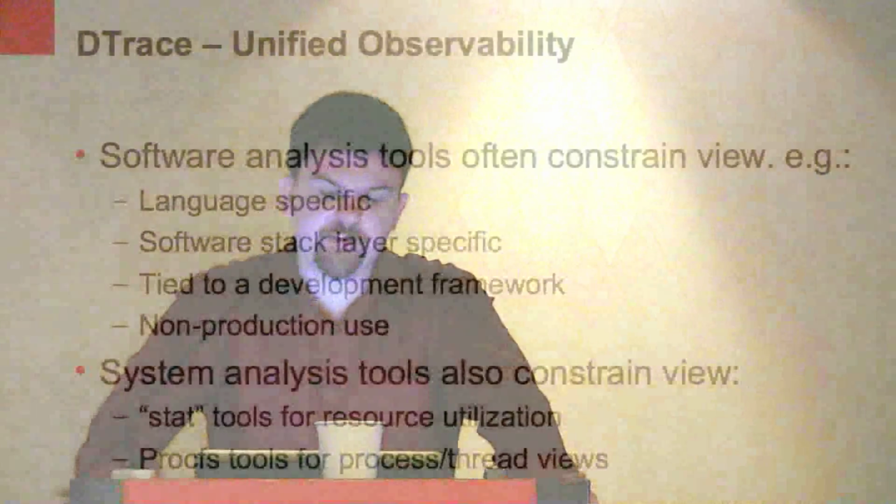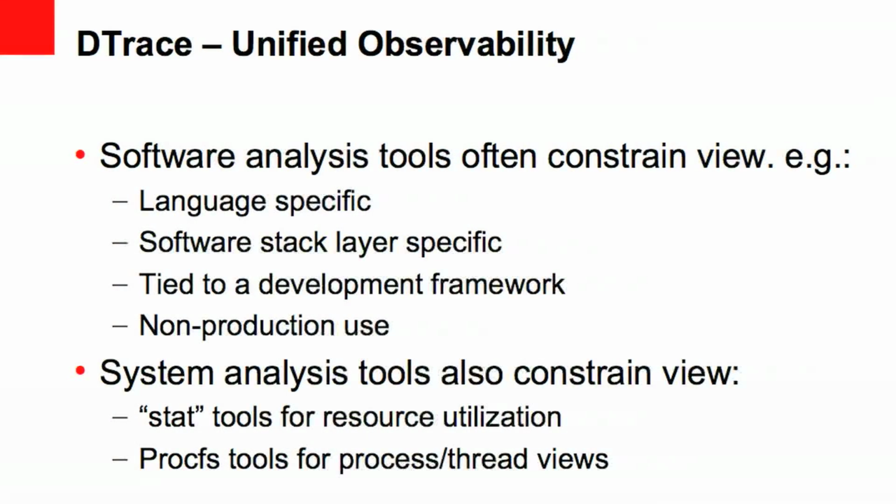So finishing off just the introduction to DTrace, unified observability. Normal software analysis tools often constrain view. Language specific, software layer specific, tied to a development framework or non-production use. And it's the same for system tools, like if I'm using iostat, I just get what options it gives me, despite it being a great tool. vmstat, the same deal. top, prstat.